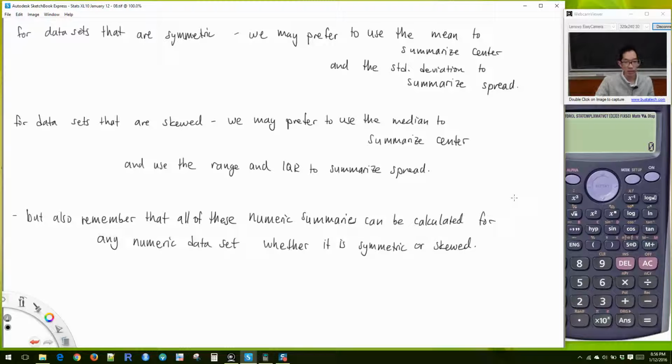All right, so we'll delve into the mean and the standard deviation first, and then we'll talk about the median, the range, and the IQR, and all of this. And again, these are being used for numeric data.